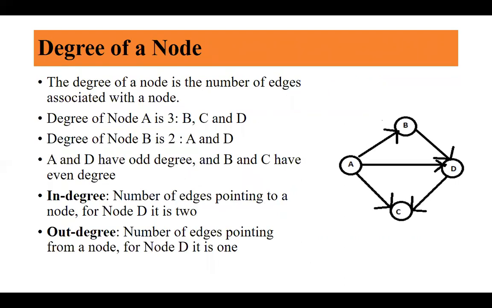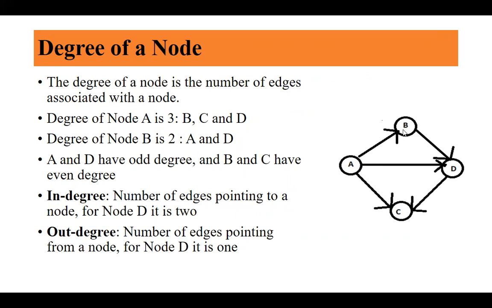Now, there's something called degree of node, right? So the degree of node is nothing but the number of edges which are associated with that particular node. Now, if you look at A, the degree of node A is how many edges are associated with A? You have A to B, you have A to D, and you have A to C. So degree of node A is 3.